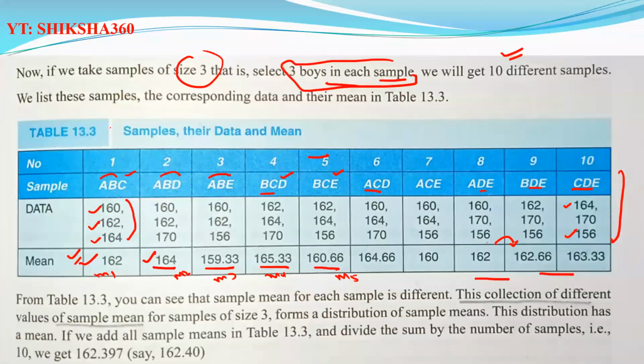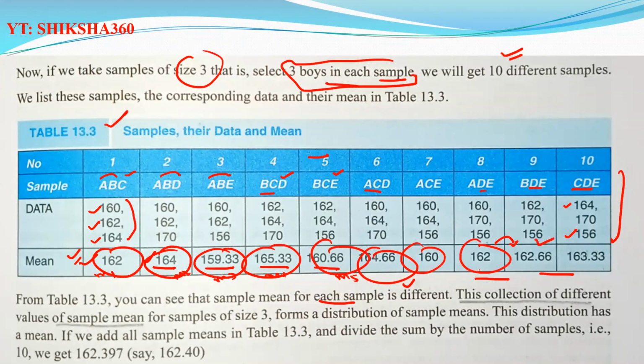From table 13.3, you can see that the sample mean for each sample is different. This collection of different values of the sample mean, for samples of size 3, forms a distribution of different samples.